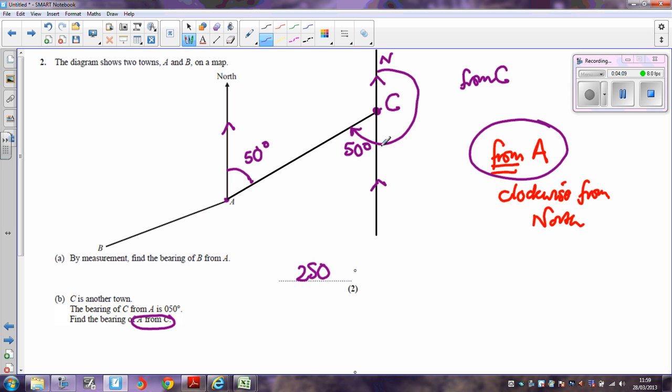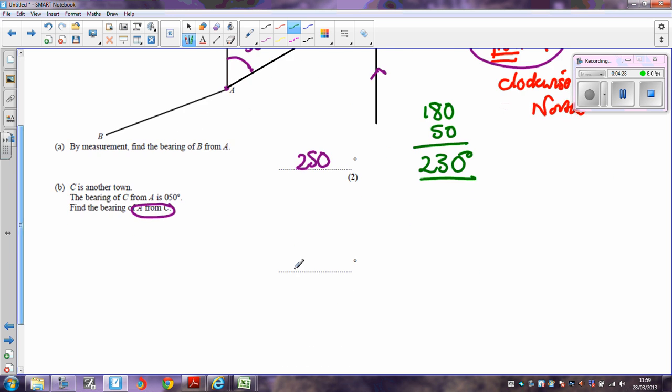I can also see that this part here, this angle from here around to here, must be 180 degrees. So the bearing that I'm looking for, the bearing of A from C, which is all of this, must be 180 plus the 50 degrees here, so 230 degrees. So the bearing of A from C is 230 degrees.